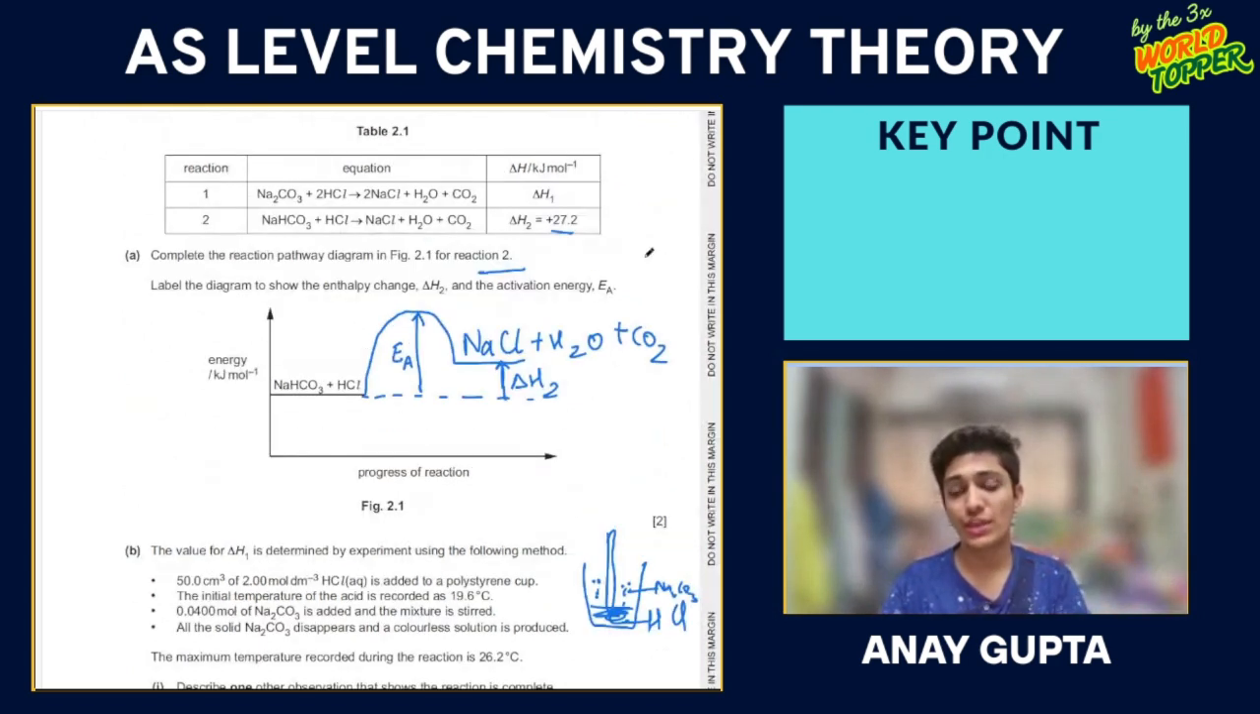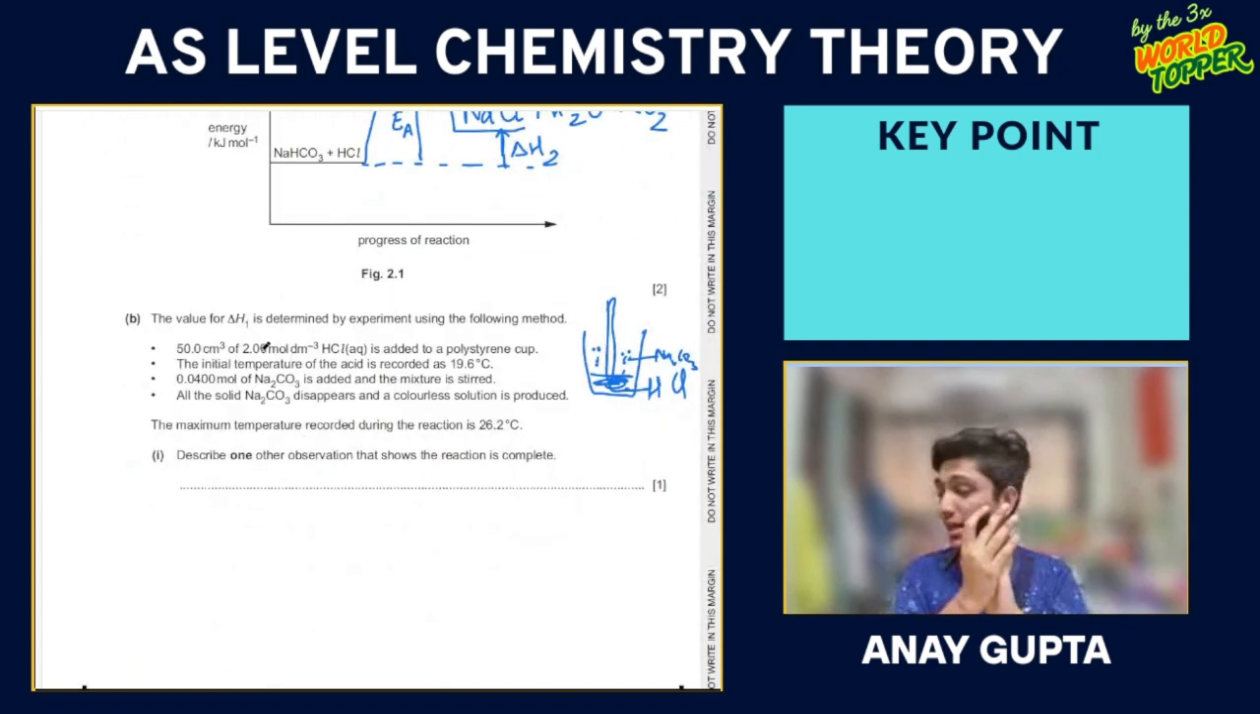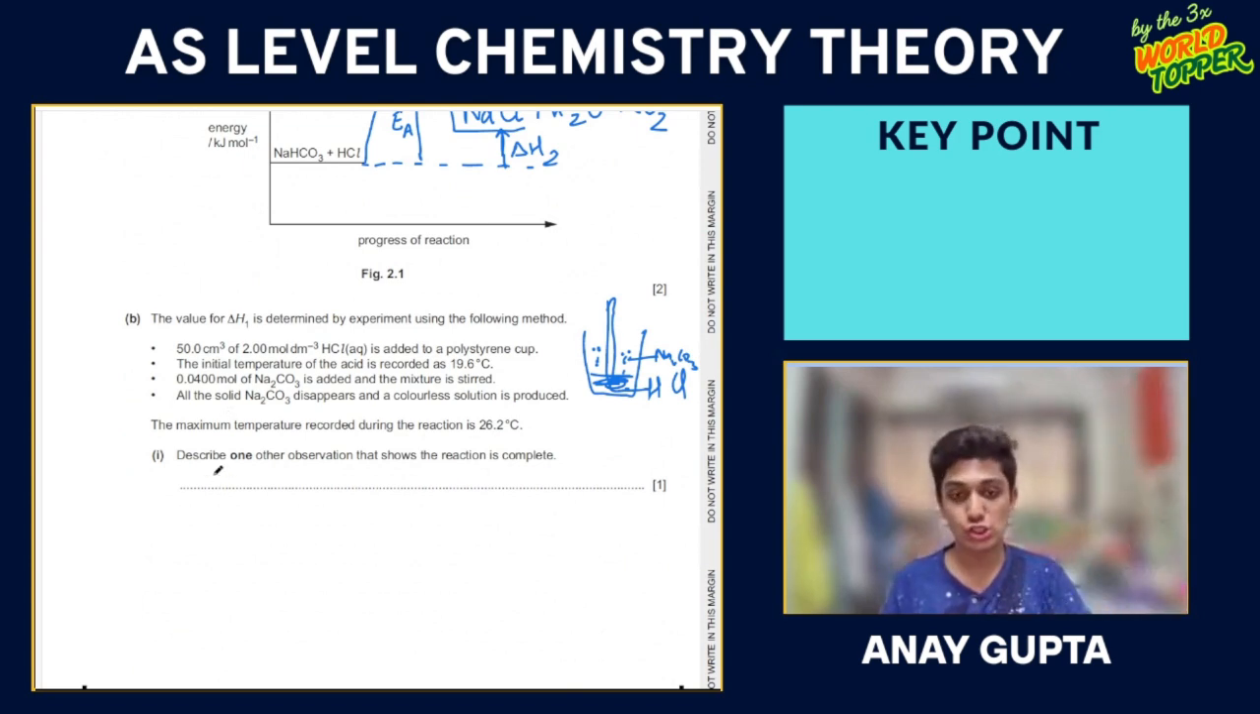But the gas that is being produced here is carbon dioxide. It is a colorless gas, so we can't see the carbon dioxide being produced, but we can definitely see the effervescence. So describe one observation that shows the reaction is complete. That means the effervescence that was happening has now ended. Effervescence has stopped. So that is my answer.